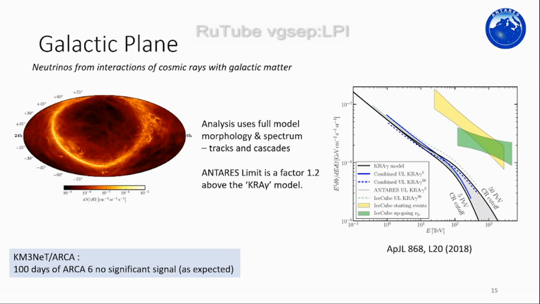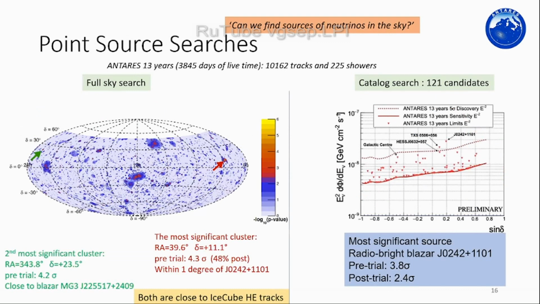We also did an attempt with the ARCA 6, but obviously we did not see anything because the detector is just way too small and didn't live long enough yet. Right, so of course you want to see point sources of neutrinos. We did several studies over the years. For example, we did a full sky search. This is the most recent one.